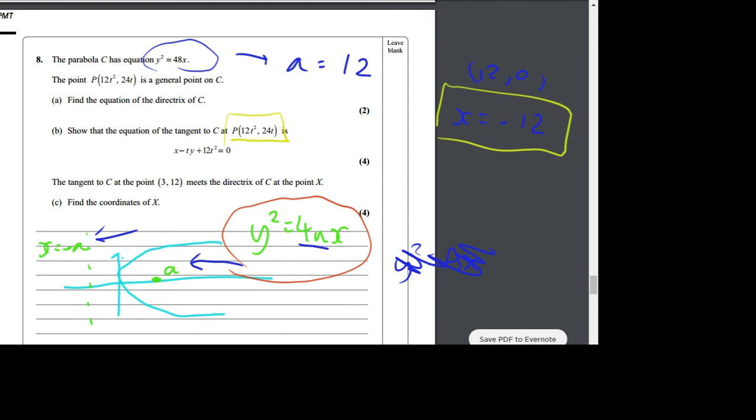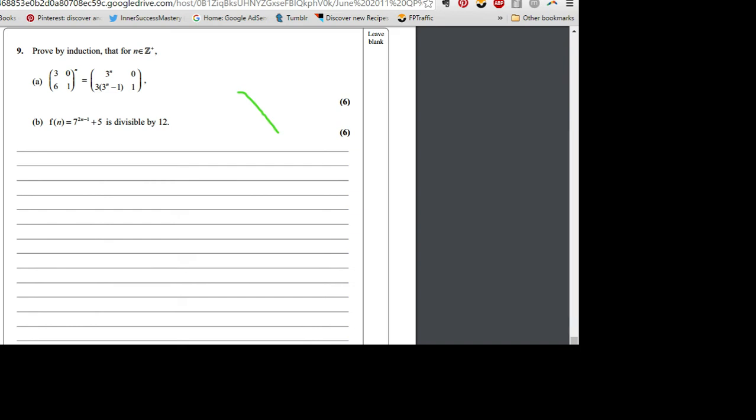Okay, so moving on to the last question, which is a bit of induction. So for induction, you just need to prove this for n. So n belongs to the positive integers, so we will start at n equals 1. The matrix 3, 0, 6, 1 is the left-hand side. What's the right-hand side? When n equals 1, it's 3, 0, 3 times 2, and 1. And you see that the left-hand side is the right-hand side, because 3 times 2 is 6.